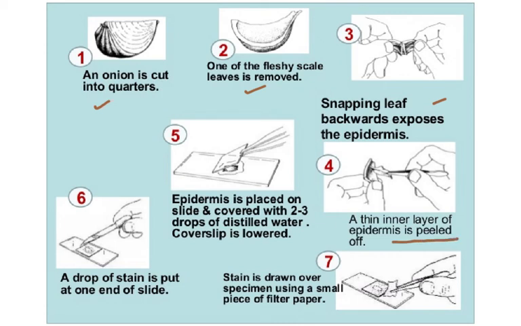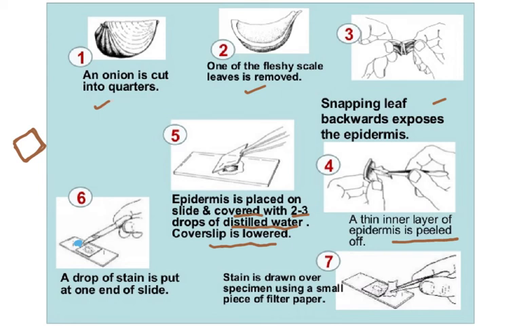Number five, the epidermis is placed on the slide and covered with 2 to 3 drops of distilled water, and the cover slip is lowered. Now the cover slip is this little piece of glass, which is made of plastic actually, and you place it on top of it. And number 6, then you add the stain on one side. So the stain is put at one end of the slide because you're putting it after the cover slip.